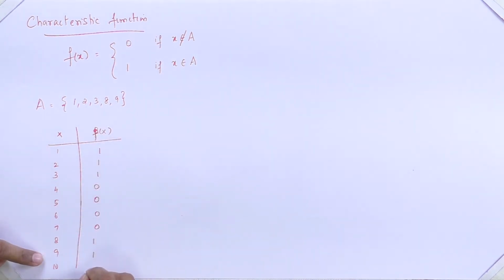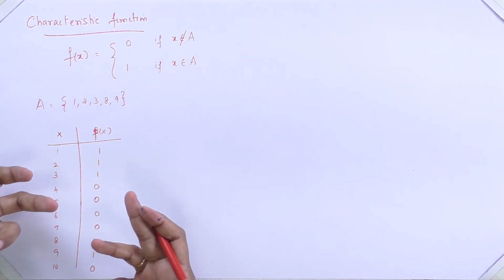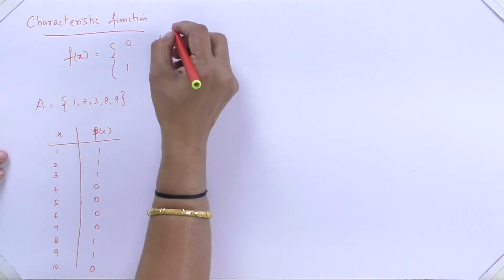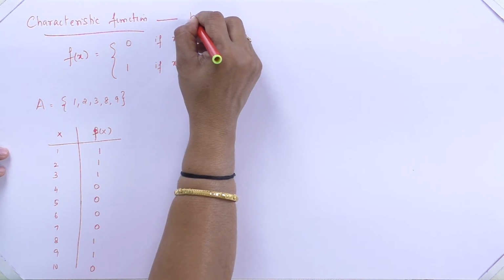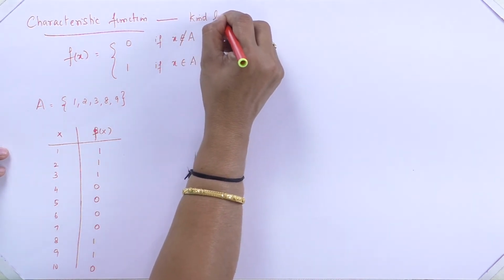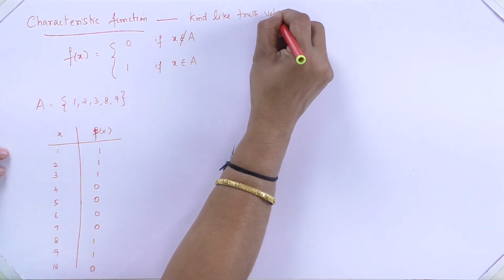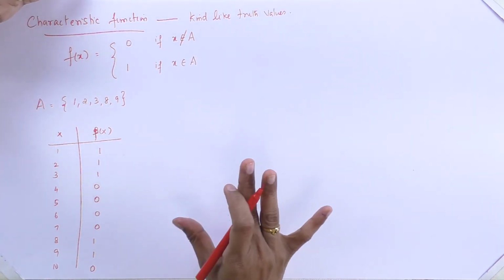9 is present, 0. See, look at this column now. So this column has ones or zeros. So it looks like more or less a truth table, right? So therefore, this characteristic function is a special kind of, it is like a truth table, or truth values. So this is what one should know about the characteristic function.